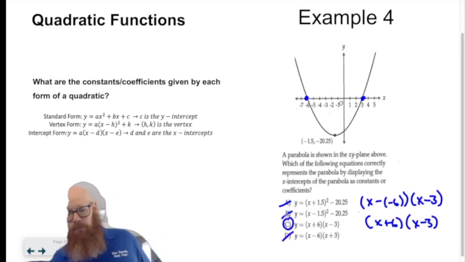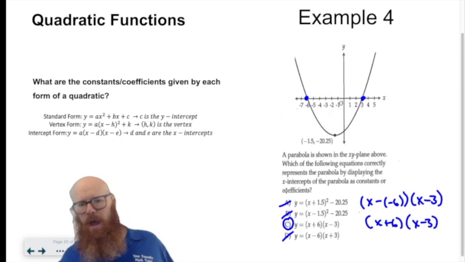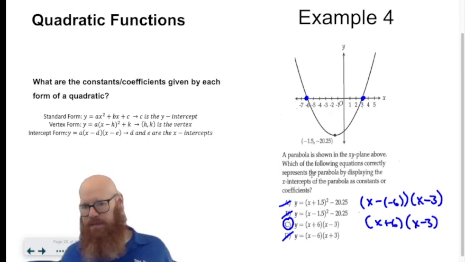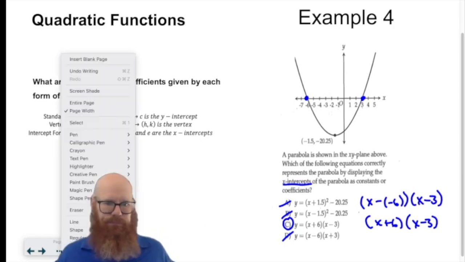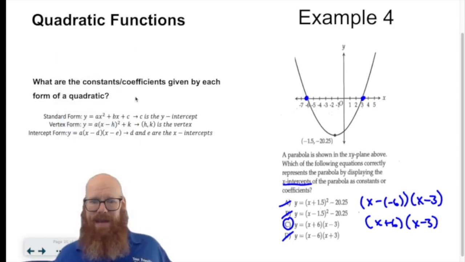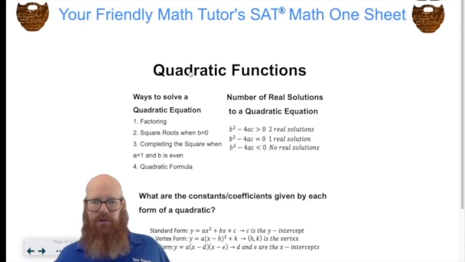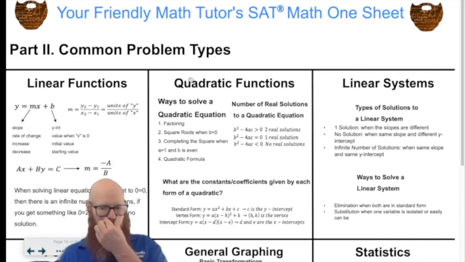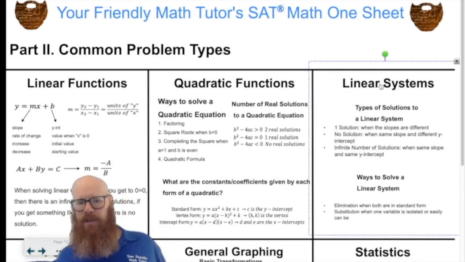Again, we get rid of a and b because that's vertex form, and they didn't want the vertex as constants or coefficients. They wanted the x-intercepts. All right, so that is it for quadratic functions. Let's move on to our last topic, linear systems.